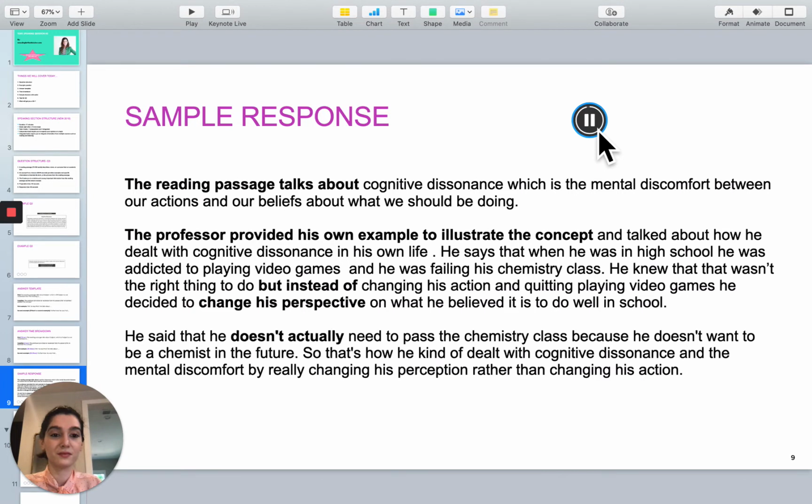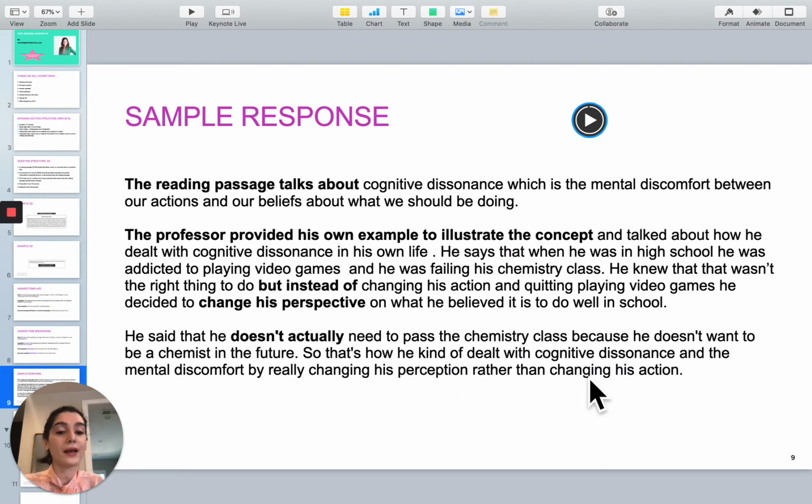Right? So I want to focus on something called the combining of the information. Like at the end, he said that he doesn't actually need to pass the chemistry class because he doesn't want to be a chemist in the future. Then I said, wrapping up, "So that's how he kind of dealt with cognitive dissonance." I said "kind of dealt with" because I'm speaking naturally, and that's how I would speak to a friend. It just comes naturally to me like that. "And the mental discomfort by really changing his perception rather than changing his action."